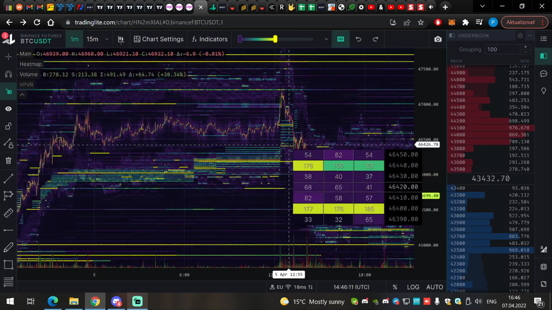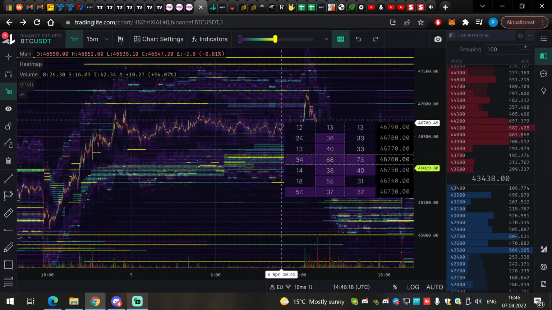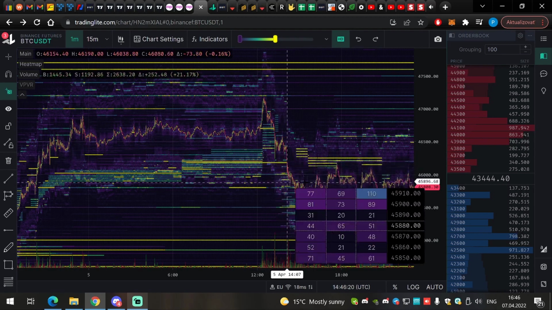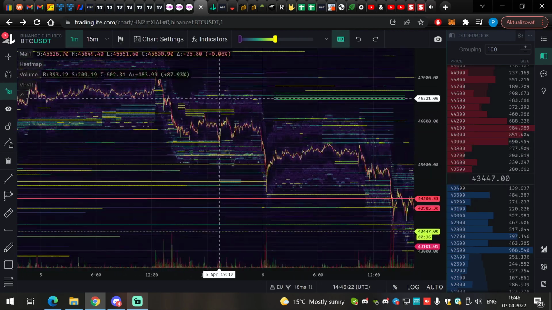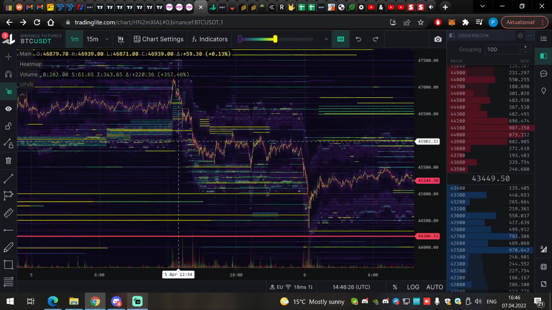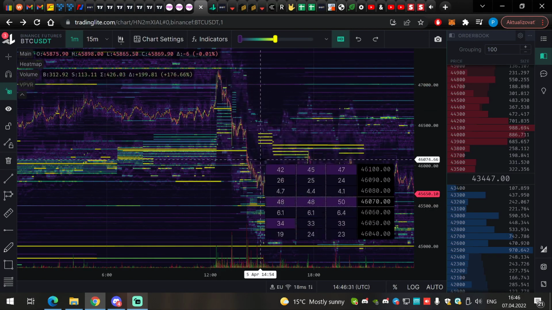Why? By psychology, a lot of people were longing here thanks to these walls. So if they see the wall is no longer there, they will panic and start closing. That's exactly what happened. And since that moment, look what happened. Crazy reaction. So it was a total top.